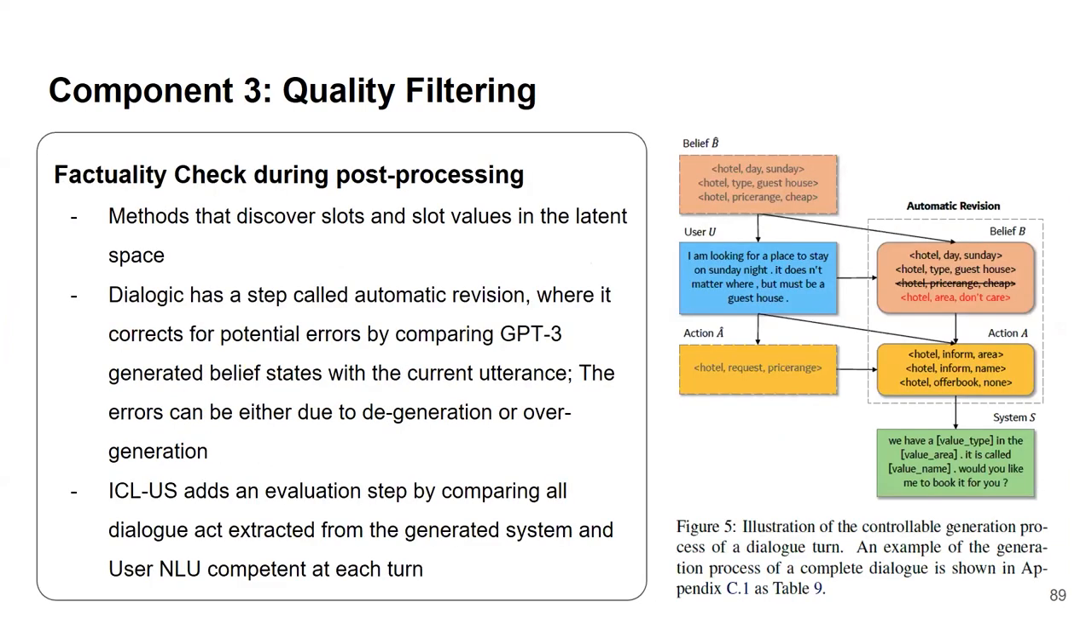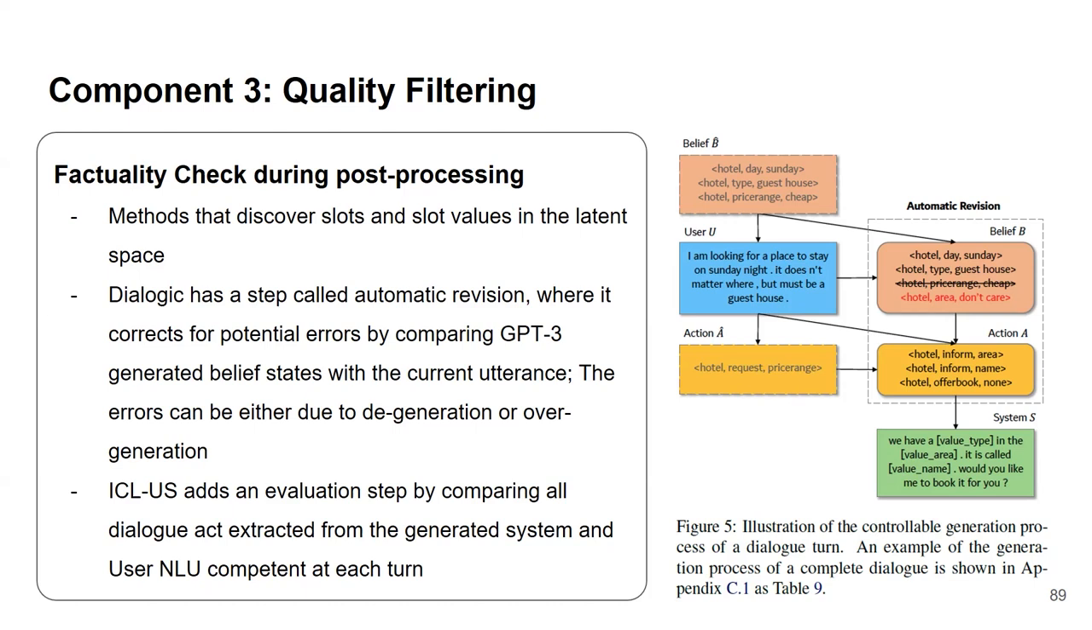And then there's the middle one, which doesn't use input, but they do apply some kind of filtering, post-processing filtering. And this can happen in a lot of different ways. I don't think there is necessarily one method that everyone applies. They look for over-generation and under-generation.